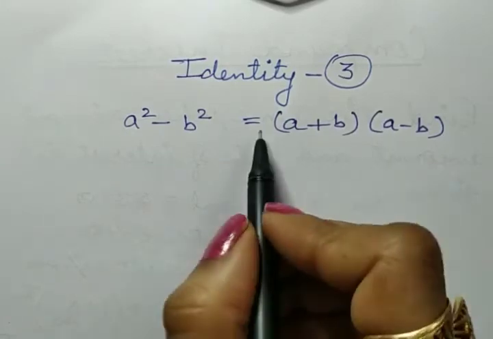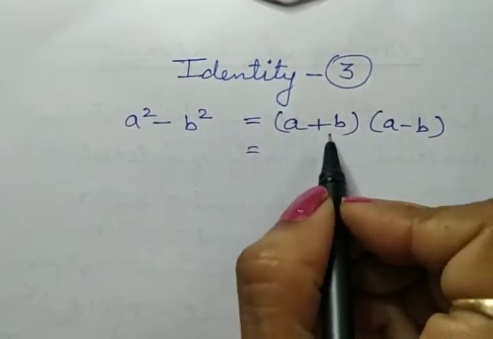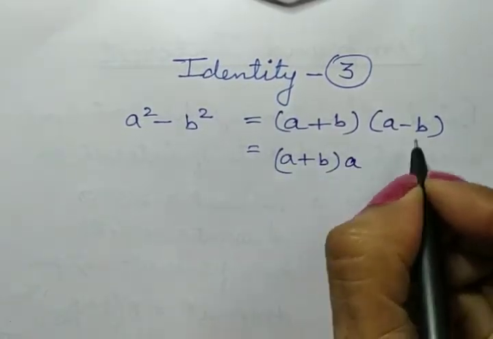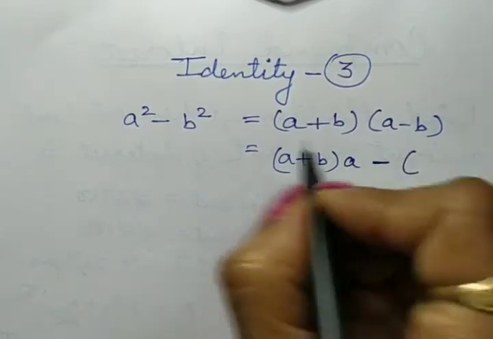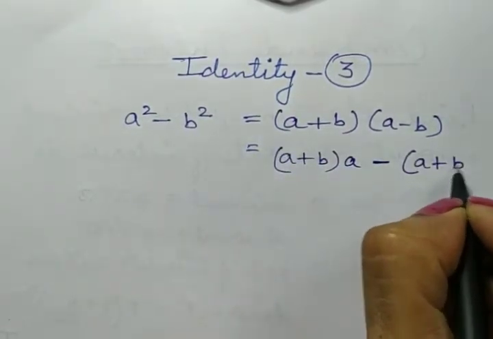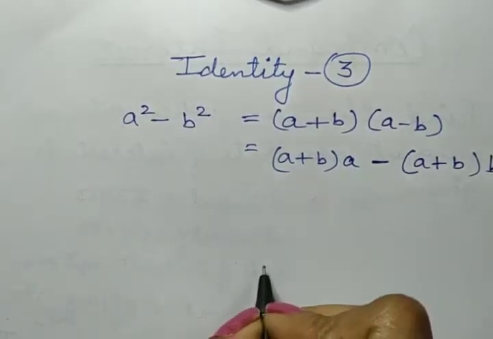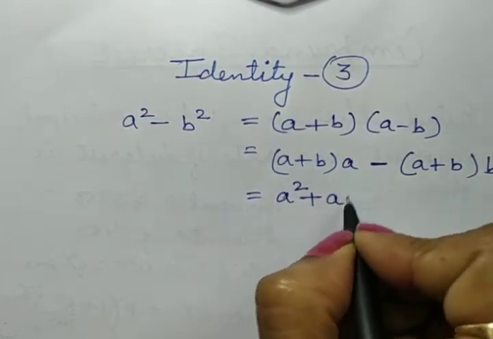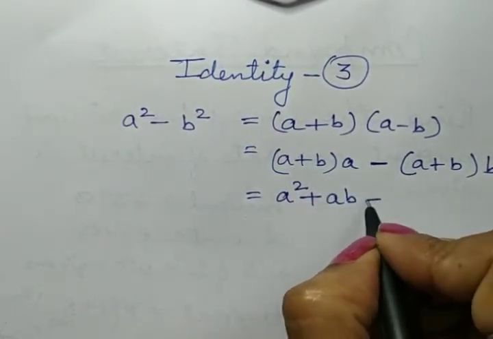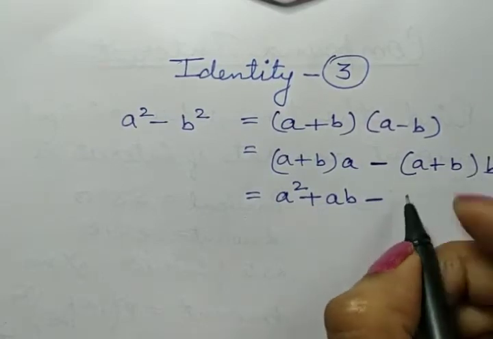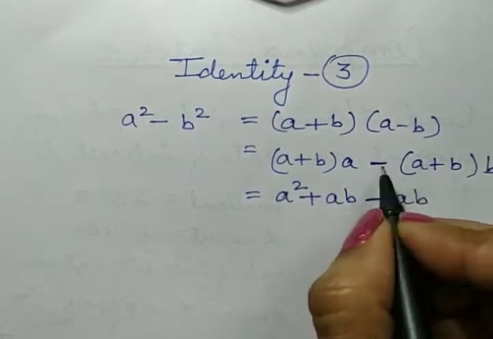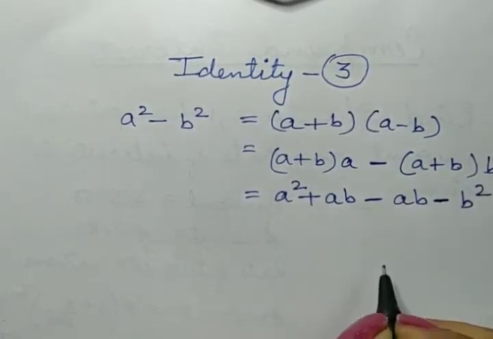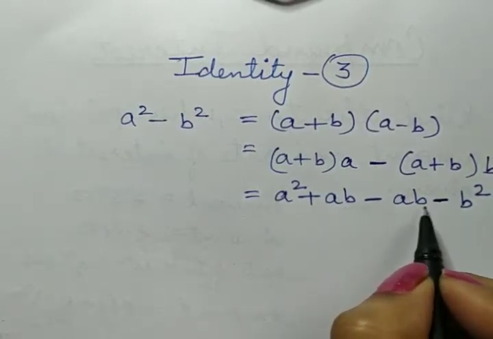Take the right hand side. Multiply (a + b) by a, then put a minus sign over here. Now multiply (a + b) by b. Multiplying by a, we get a square plus ab. Put the minus sign over here. After multiplication, I got ab, plus minus minus, so b square. This is plus ab, this is minus ab.